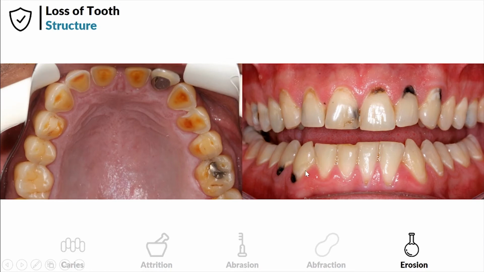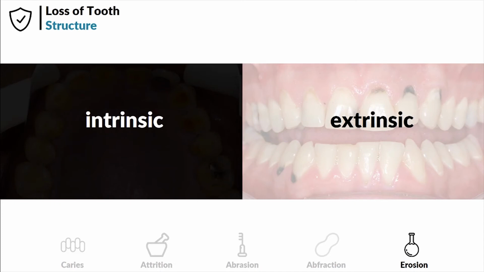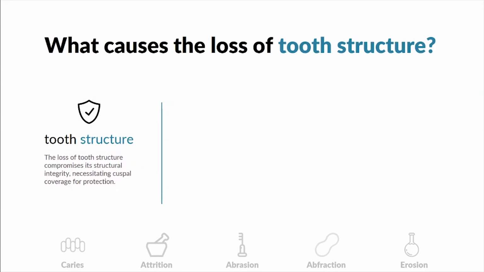Okay, and on the right you're going to find an example of tooth structure loss or breakdown of the tooth via an extrinsic source of acid, which is going to be soda consumption. So this patient came to us and had reported that they had been drinking cans and cans of soda every day. Okay, so you'll want to know that acid erosion can come from different sources, either internally, we'll describe that as intrinsic, or from an outside source of your body, and we'll denote those as extrinsic sources of erosion.